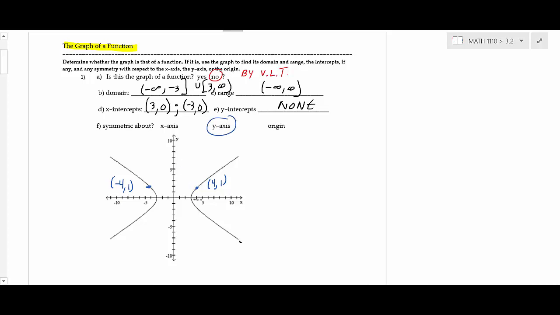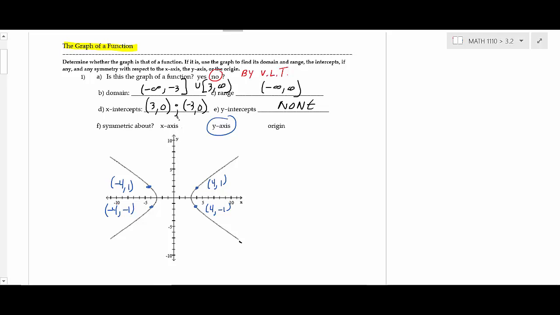But notice it also looks like you might have a point (4, -1). And over here it looks like you have a point (-4, -1). That's what makes it symmetric about the x-axis: when you have the same x, you have opposite y's. And that happens everywhere on that graph, right? Okay, now that's the way that goes.